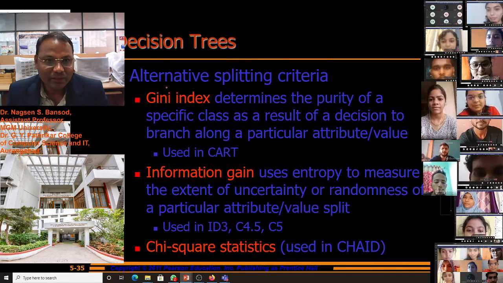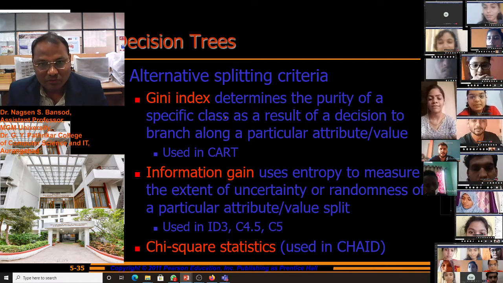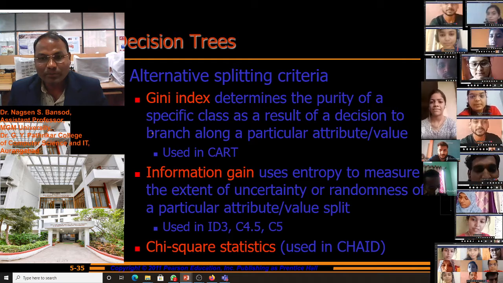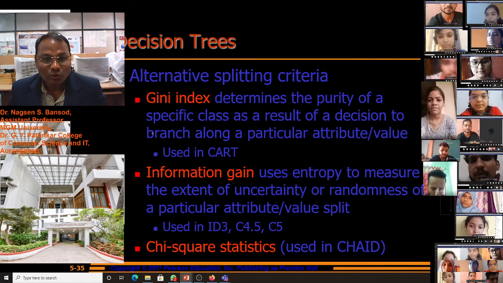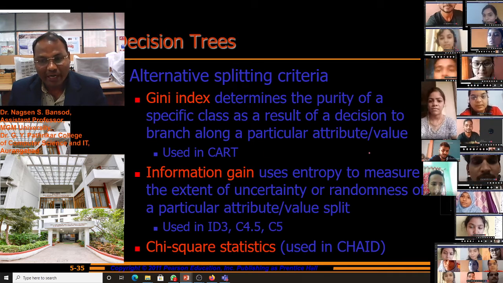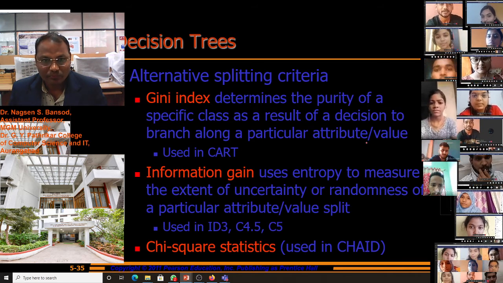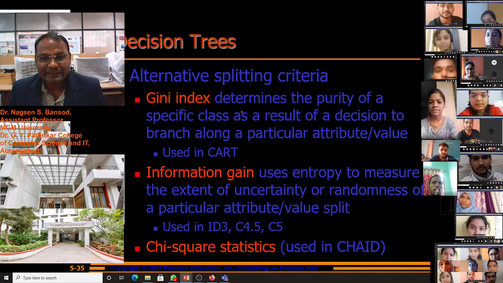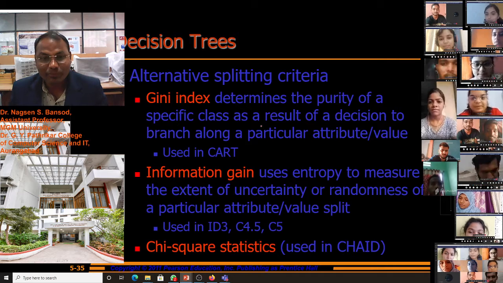The decision tree's alternative splitting criterion is the Gini index, which determines the purity of the specific class as a result of the decision to branch along the particular attribute or values. The Gini index determines the purity of a specific class as a result of a decision branch.